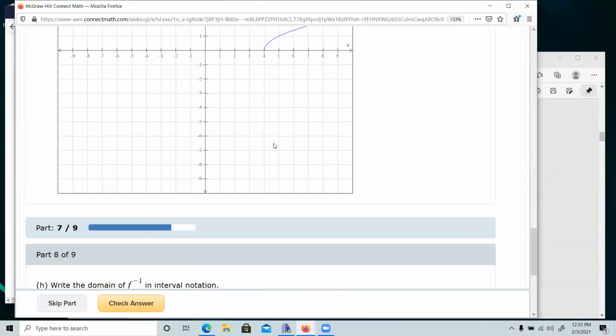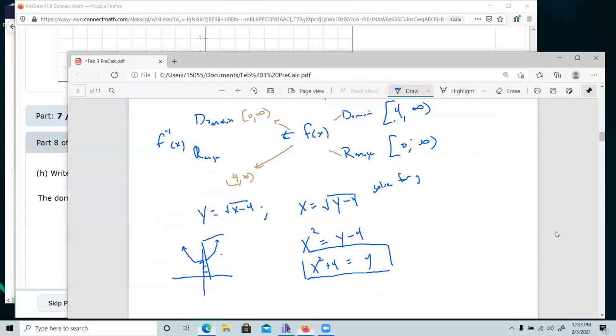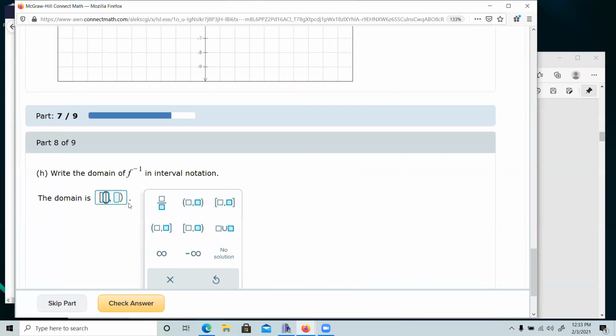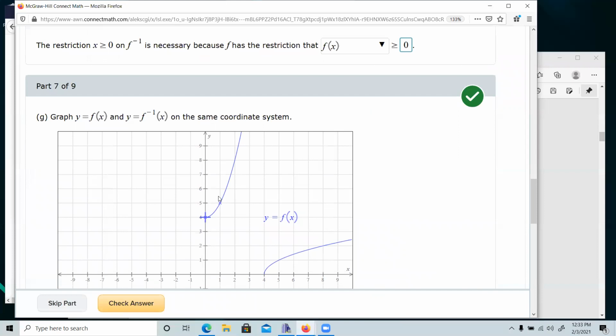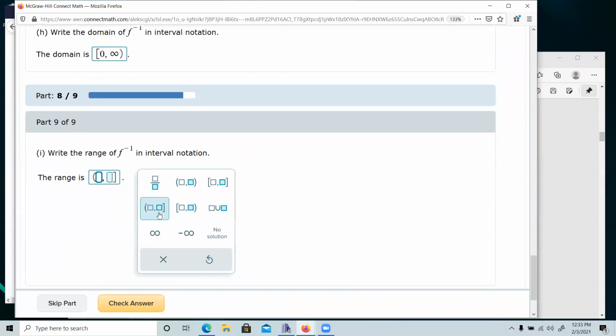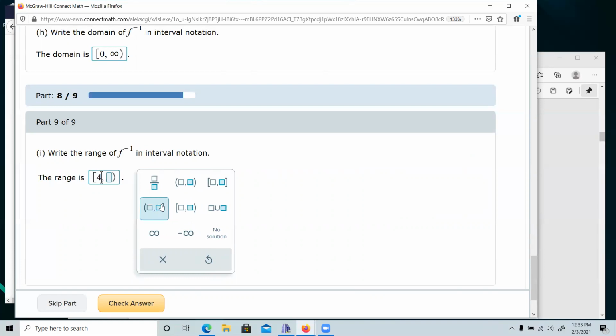Oh, we still have more. The domain here of f inverse was 0 to infinity. So again, they're going to ask us the same question a couple of times. That was 0 to infinity. And our range was 4 and up.